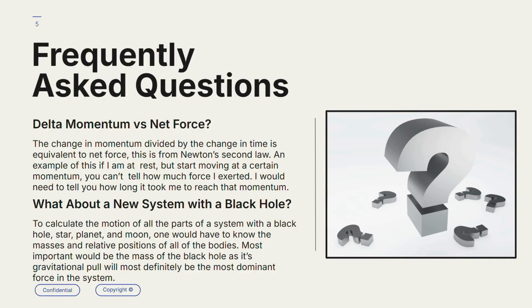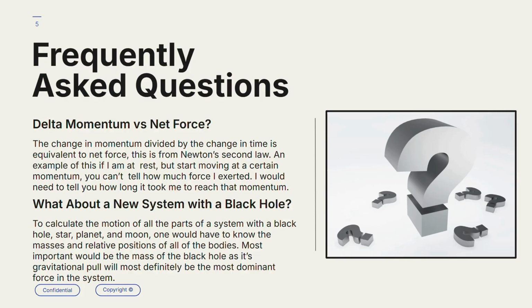Some frequently asked questions are, what's the difference between the change in momentum, or delta momentum, and net force? Well, net force is actually equal to the change in momentum divided by the change in time. This is seen in Newton's second law. And this makes sense because if I tell you, I'm not moving and then suddenly I'm moving with a certain momentum down the street, that doesn't tell you how much force I exerted to get there. I would need to tell you how much time it took me, right? I would need to say, well, I started at rest, but then I started sprinting, so it took a very small amount of time, but a very large force to get to that momentum. However, alternatively, I could have started walking and then slowly gotten up to a jog, and slowly worked my way up, which would be a very small net force, but still got me to the same momentum, showing the differences in changing momentum and net force.